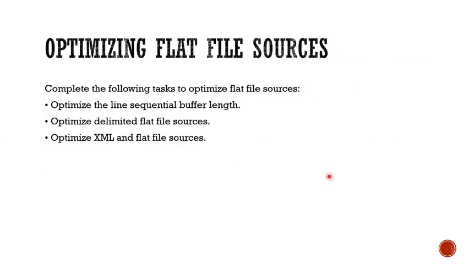So next, each point is actually about optimizing the flat file source. Suppose our source is flat files, right? And we are reading data from text, comma separated or pipe separated, pipe delimited. That kind of data we are receiving in our source directory. And suppose we are receiving the data, how do we optimize? So here it mentions optimize the line sequential buffer length. Here it tells us what the line is, and secondly optimize the delimited flat file source, right? Optimize XML and flat file source. Here it just tells us to optimize the line sequential buffer.